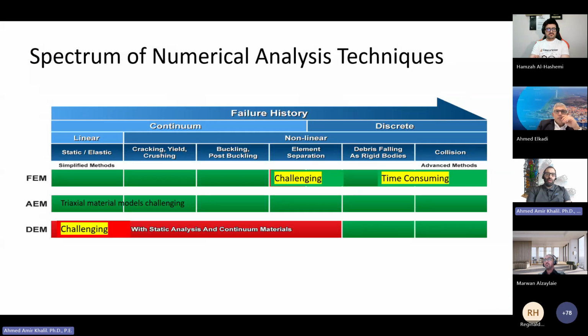So just a little bit of background. The idea when AEM first started was to bridge the gap between FEM, the finite element method, and the discrete element method. In the finite element method, when you reach element separation, debris and collision, it becomes challenging and time consuming. With the discrete element method, when you are in the static or elastic range, it is challenging. When you have separated elements, it works perfectly fine. So the idea was to find something in between to bridge that gap. So that was the concept.